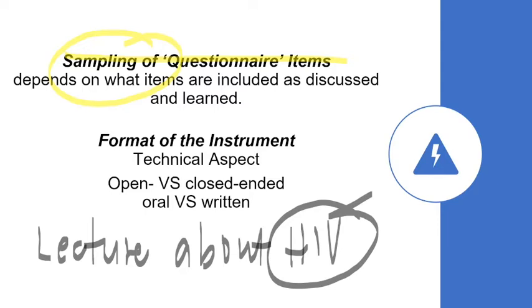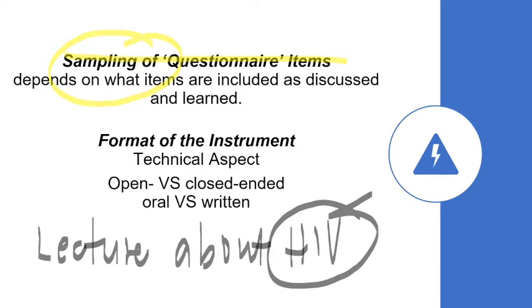Next, format of the instrument. So the technical aspect, and then the open versus close-ended, and then the oral versus written. So let's say technical aspect. Is your English there correct? Okay, is your grammar correct? Because you don't want that to happen, because people will misunderstand. If you're talking about scholarly, for example, your participants are inclined on the academics, and then they read that your questionnaire is wrongly structured and the grammar is wrong, most of them would not answer it because they would find it confusing.